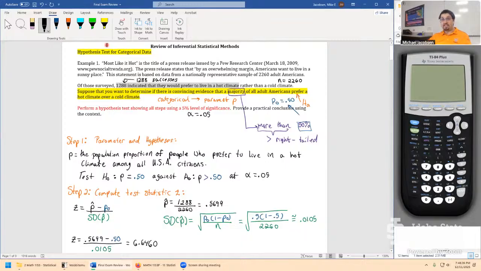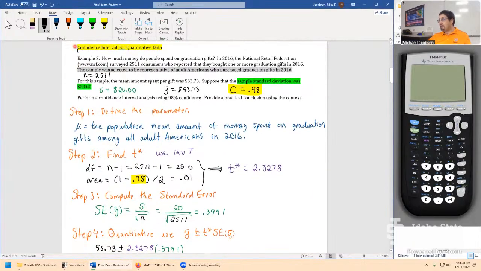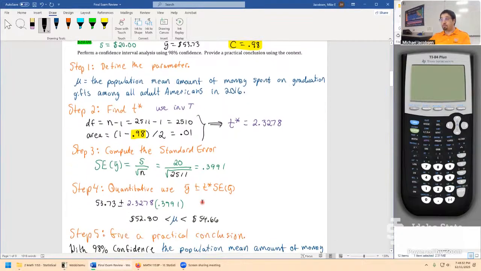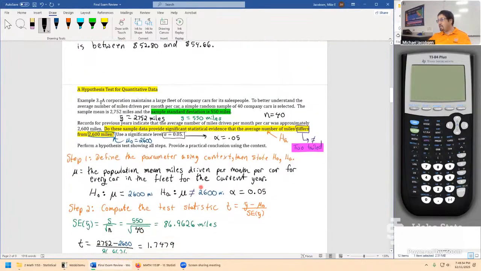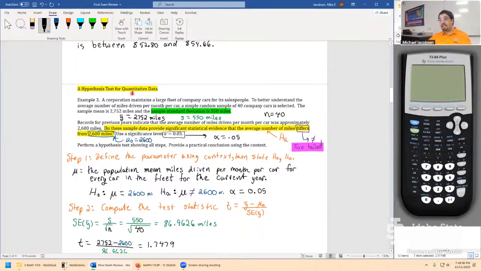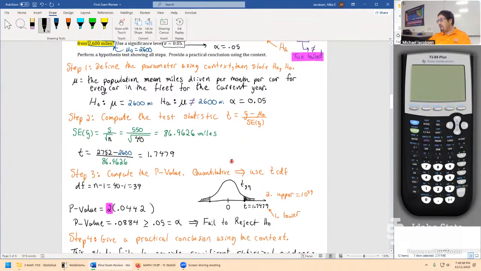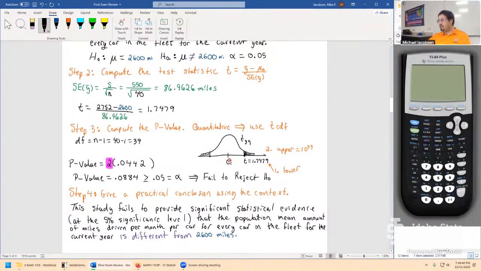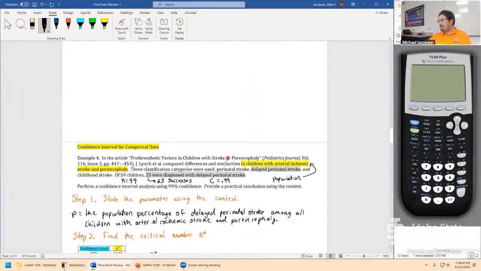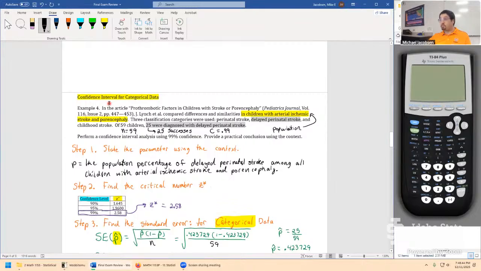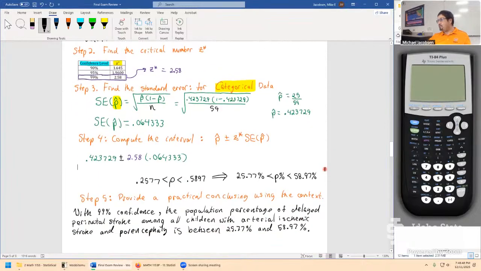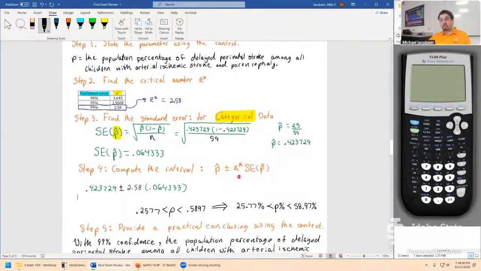Categorical data in a hypothesis test goes a certain way. Confidence intervals for quantitative data have a certain flow and a certain process. And likewise, hypothesis tests for quantitative data, which is what we finished last class, have a certain flow as well. And we just did a confidence interval for categorical data. They have very similar things. The structures look similar, but the actual details have some variations to look into.